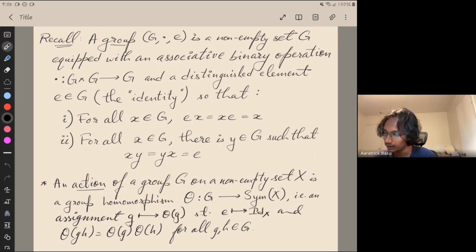And moreover, what's an action? An action of a group G on a non-empty set X is a group homomorphism theta from G to the group of bijections of the set X, which we denote as Sym of X. So what's a group homomorphism? In this case at least, it's just an assignment G maps to theta of G, so that the identity will map to the identity map of the set X, and theta respects the group structure in the sense that theta of GH should be theta of G times theta of H, where the multiplication on the right side is given by composition of two functions. And this relation should hold for all group elements G and H.